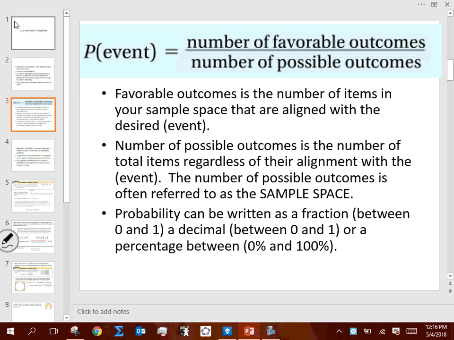All probabilities are going to be between 0 and 1. We can write them as fractions, as decimals, and we can also write them as percentages if we want to. However, the decimal and the percentage are directly linked, right? A lot of times as you get into further mathematics, like a probability in stats class, you don't usually change things to percentages. Usually it's a decimal.